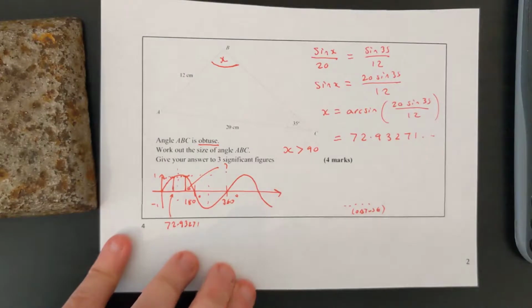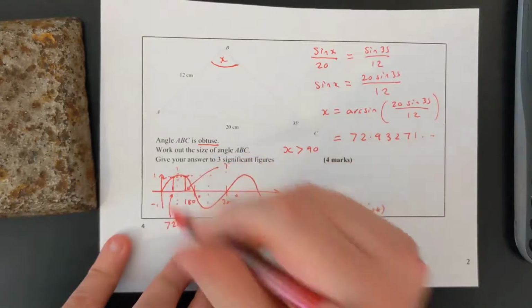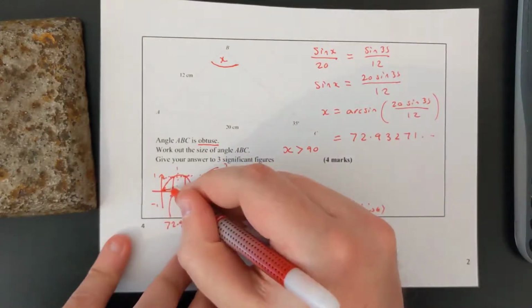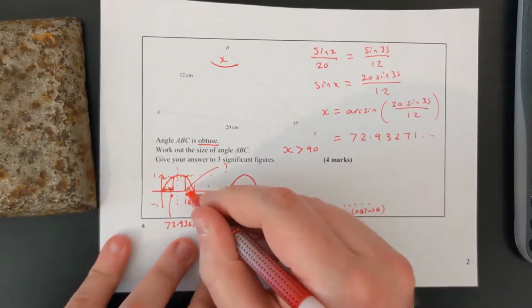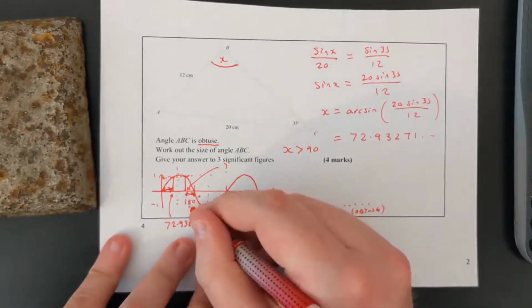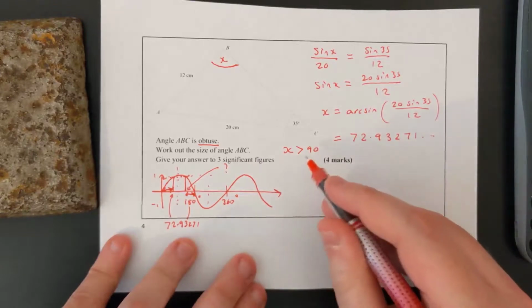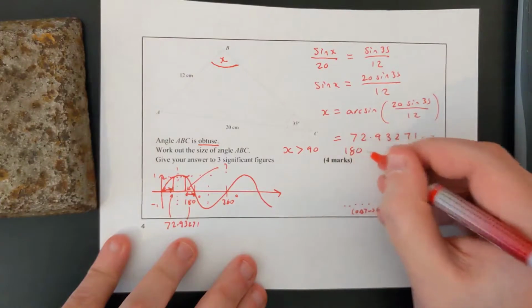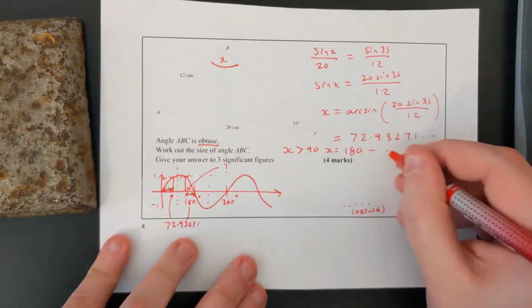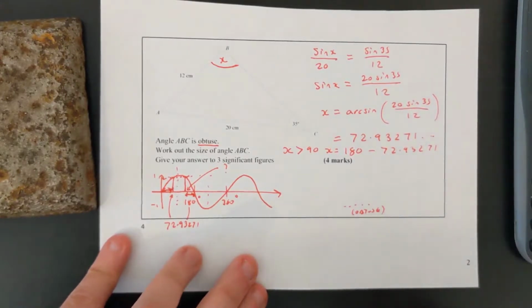Now I use the fact that this graph is symmetrical about this point, at least locally. So I know that this distance here is 72.9. So I also know that this distance here between my value and 180 must be 72.9, because my graph must be symmetrical. And that's key here, because that means I can work out my new value of x by doing 180 subtract 72.93271.